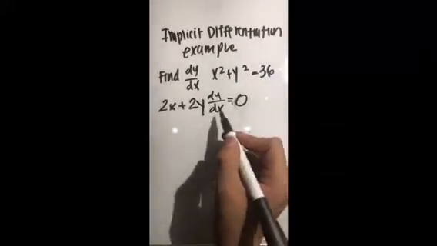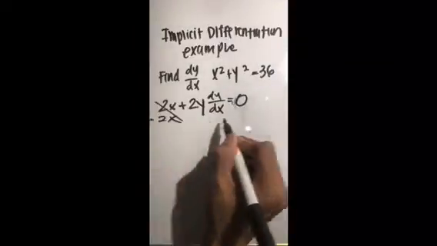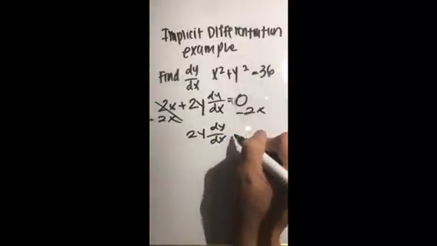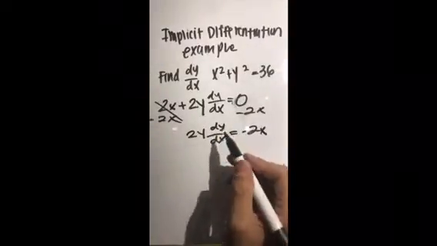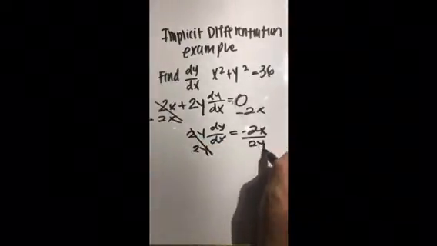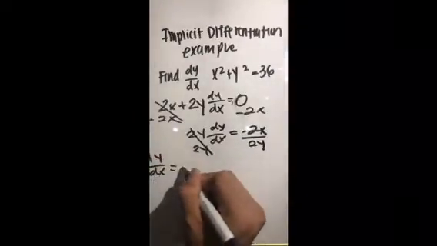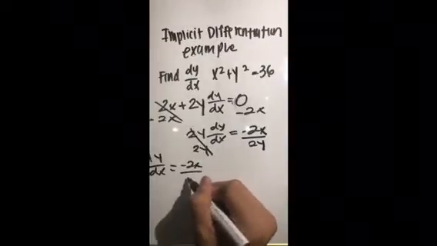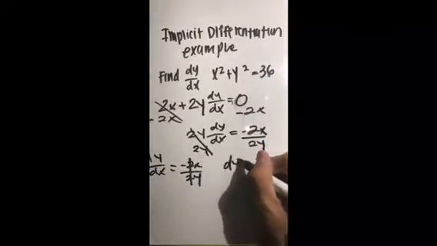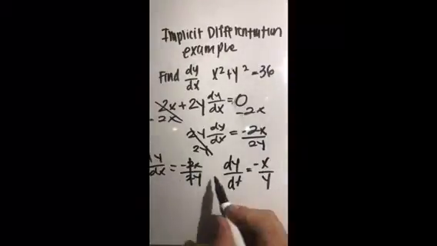So now we want to get dy/dx alone, and to do that we have to subtract the 2x to this side. So now we have 2y dy/dx equals negative 2x. And then to get the dy/dx alone, we now divide by the 2y. Then dy/dx equals negative 2x over 2y. But we can still simplify these 2's to make it simpler. So dy/dx equals negative x over y.